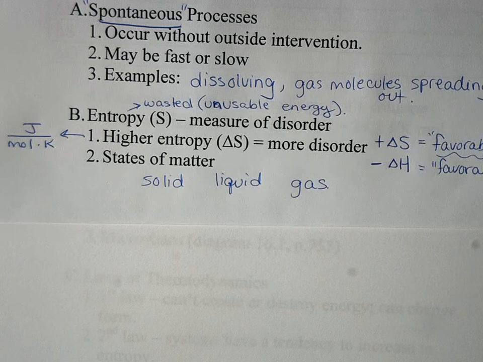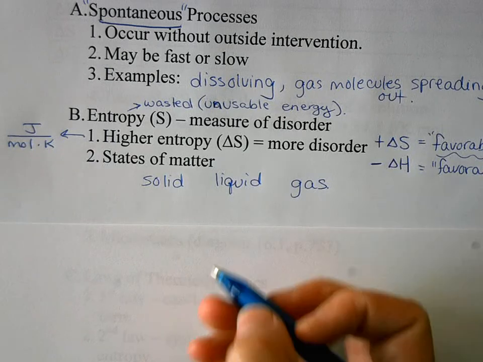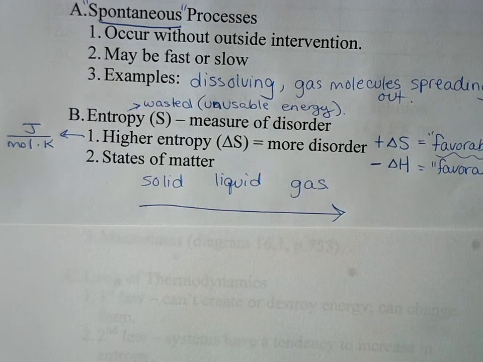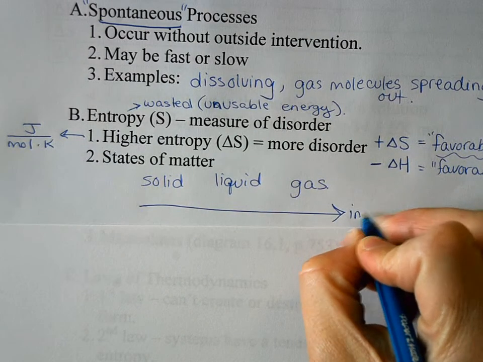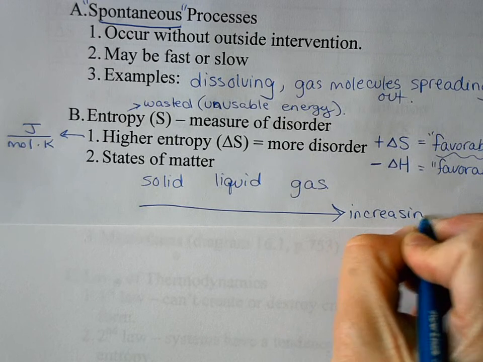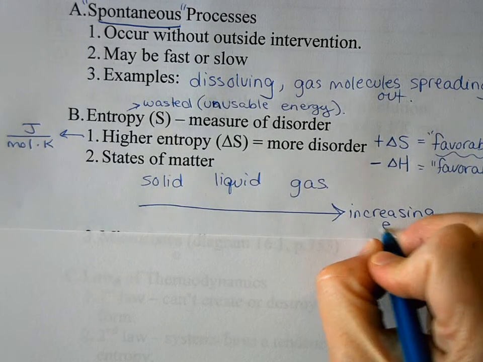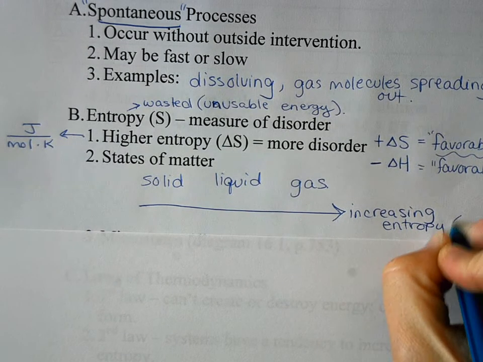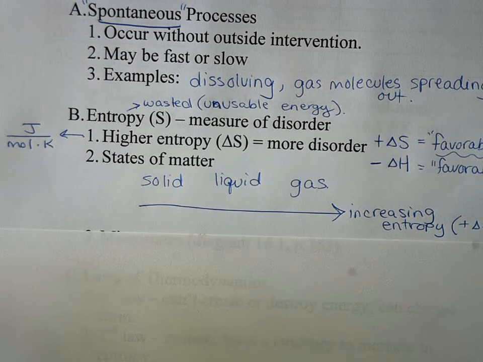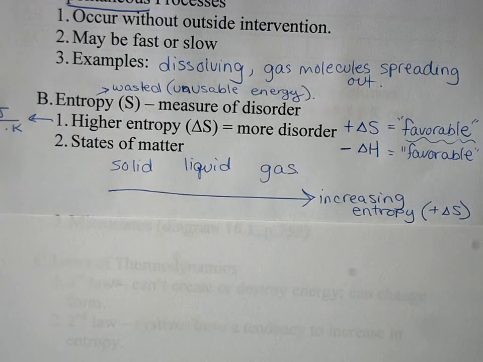Gas molecules, we know, are spread apart and flying all over the place in different directions, whereas solid molecules are all in a specific place. It's much more ordered, right? So as you go from solid to liquid to gas, you have increasing entropy, or a positive delta S. Okay, any questions?